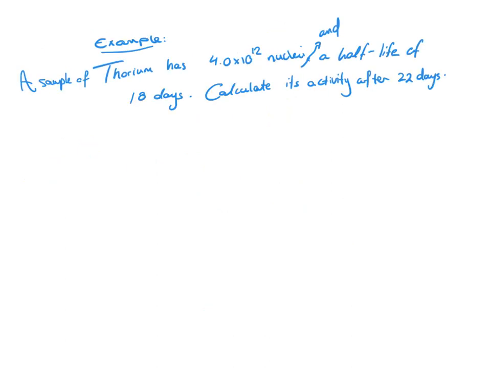Okay, so this is an example. As I'm reading through it, I will start making a list of my values to understand what the situation is. So we have a sample of thorium that has so many nuclei at the start, meaning that's N naught, the undecayed starting amount of nuclei. It gives us its half-life, which is 18 days. And it's asking us to calculate its activity after a time of 22 days.